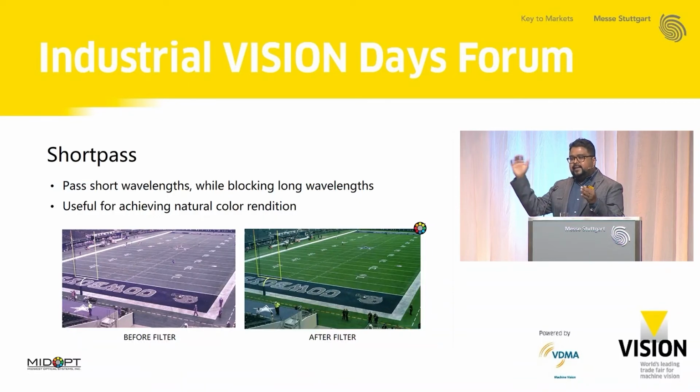What was happening was the stadium lights and the sun were giving off a lot of infrared that the camera was very sensitive to, causing that pinkish hue. And so using a short pass filter to block those interfering infrared wavelengths, we were able to produce a natural color image that our human eyes are used to. So short pass filters or IR cut filters are another great way that filters can help in your applications.